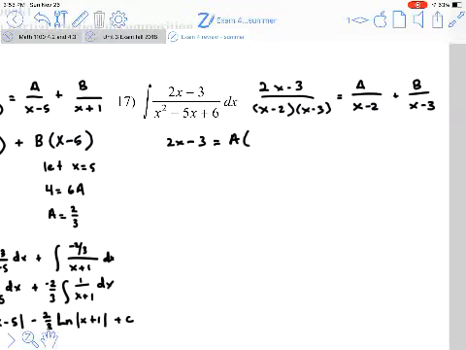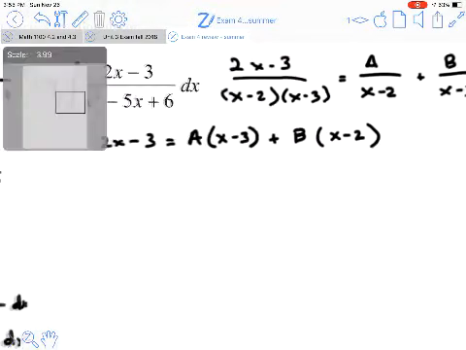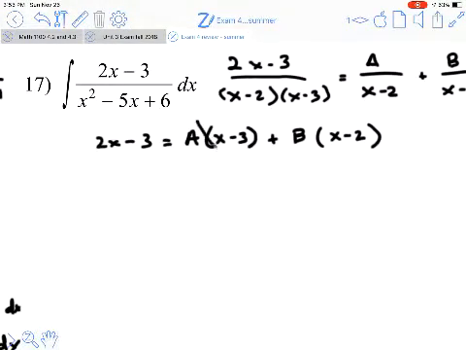Equals a over x minus 3 plus b over x minus 2. Now, if I want to cancel that part of the equation so I could solve for b, I want x minus 3 to equal 0, so x has to equal 3.